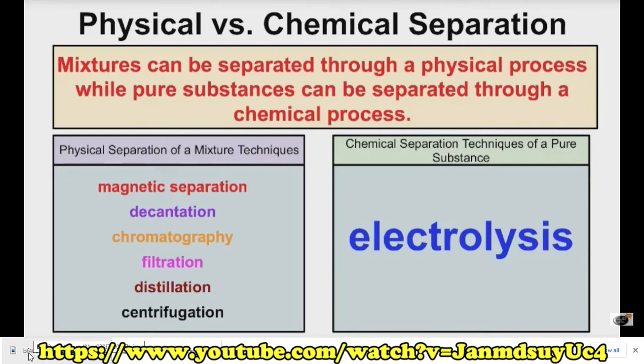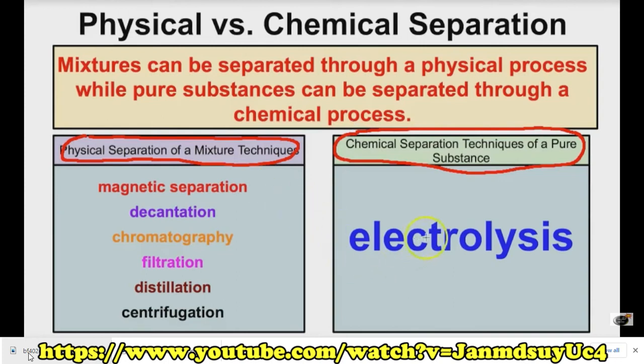In an earlier video, we discussed how all matter can be classified into two main categories, pure substances and mixtures. And we said that if you have a mixture and you wanted to separate the components of that mixture, then some sort of physical process would have to take place. And we said for pure substances like a compound, like water, a chemical process is going to have to take place to separate the hydrogens from the oxygen in a water molecule, which is a pure substance, right? So mixtures can be separated through a physical process, while pure substances can be separated through a chemical process.